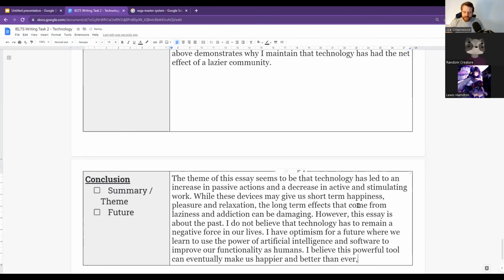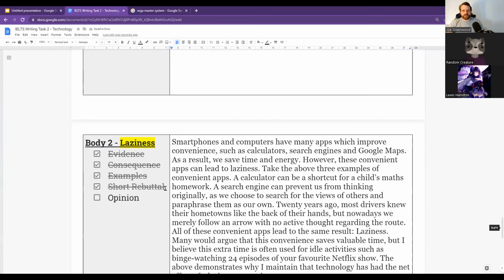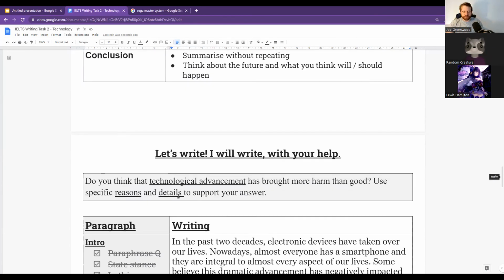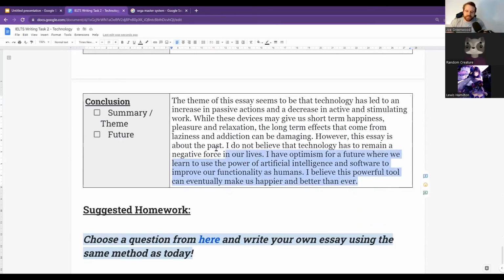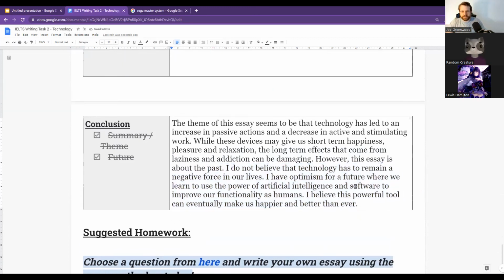So I'm ending with a positive twist. The past, because the question was about the past. Right? Has it brought more harm than good? But it doesn't ask about the future, but I can conclude by saying, hey, even though I think it's bad right now, I think it's going to be good in the future. So summary, future, done. So this was my example.